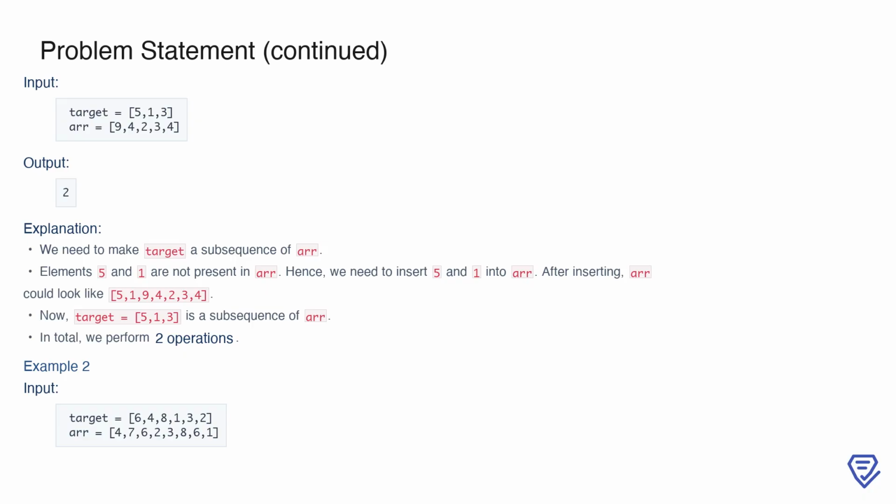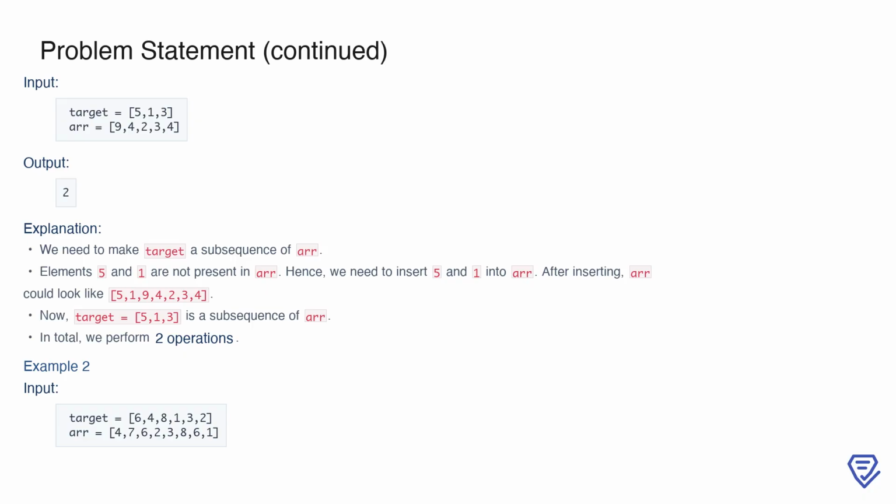Let's consider an example to understand the problem better. Suppose target is 5, 1, 3, and ARR is 9, 4, 2, 3, 4. The output in this case is 2. Why? Because we want target to become a subsequence of ARR, meaning all elements of target must appear in ARR in the same order. The issue here is that 5 and 1 are missing from ARR. To fix this, we can insert 5 and 1 into ARR.